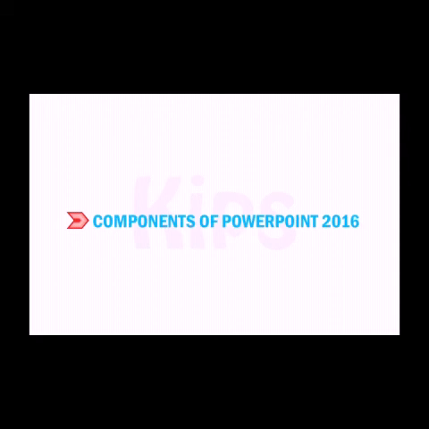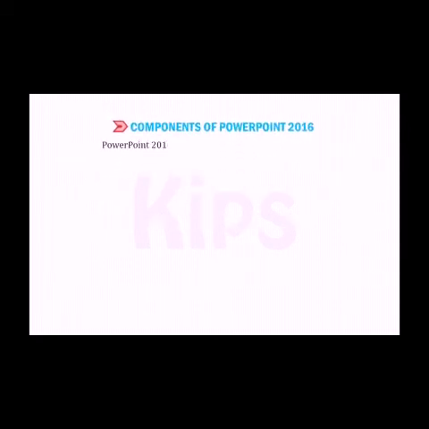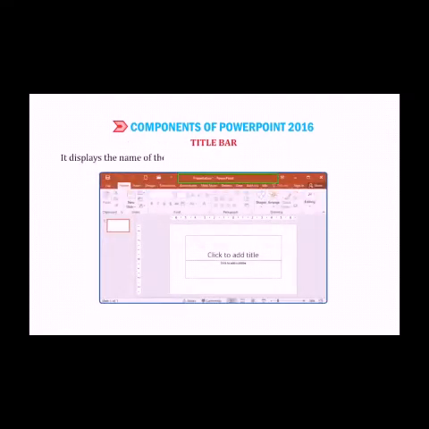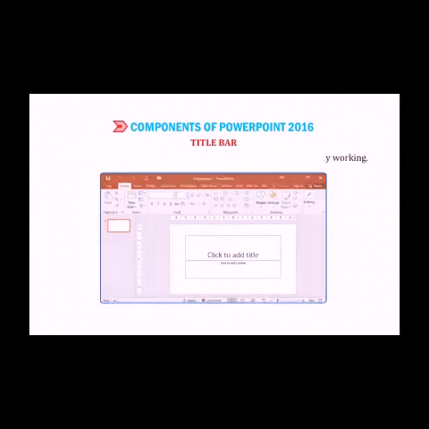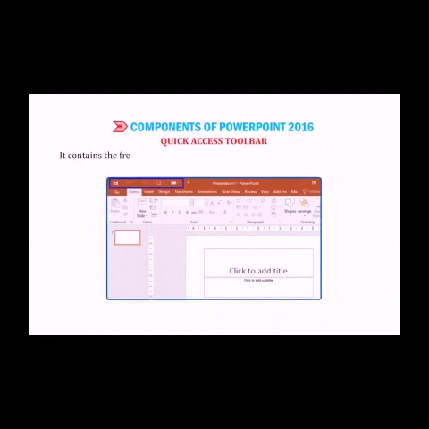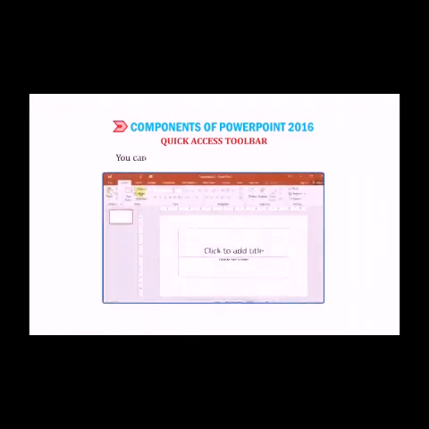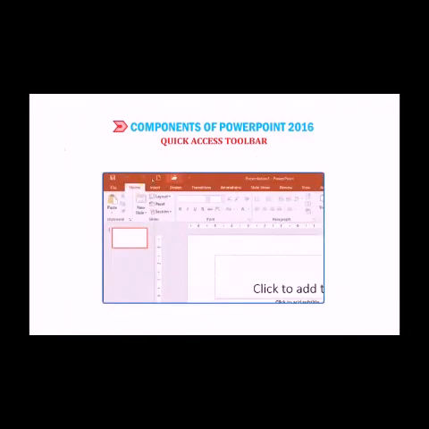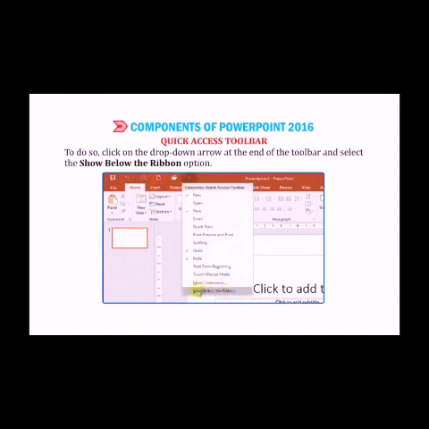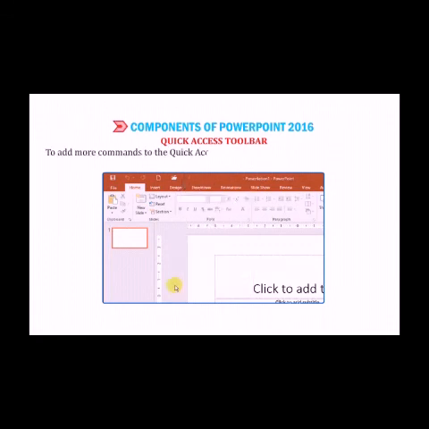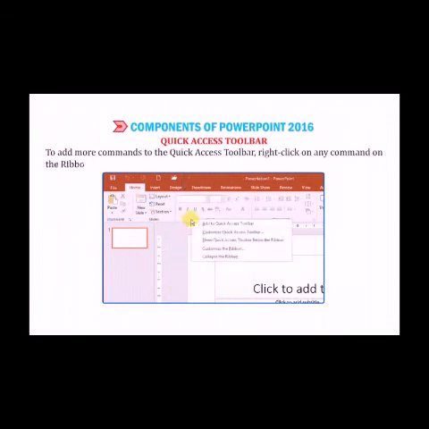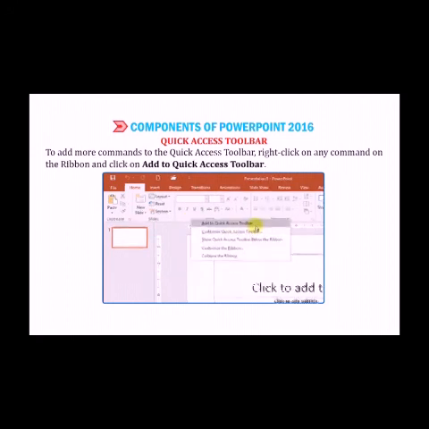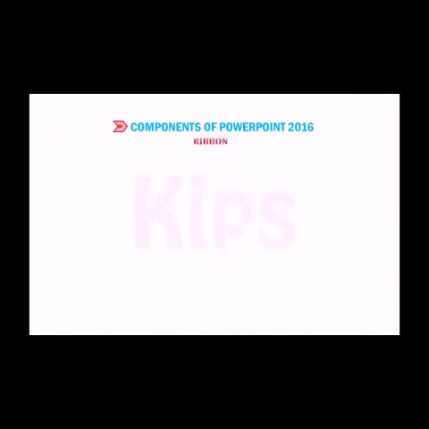Components of PowerPoint 2016. PowerPoint 2016 consists of the following components. Components are: first, title bar. It displays the name of the presentation on which you are currently working. Quick access toolbar. It contains the frequently used commands and is placed at the extreme left of the title bar. You can also place this toolbar below the ribbon. To do so, click on the drop arrow at the end of the toolbar. To add more commands to the quick access toolbar, right click on any command on the ribbon and click on add to quick access toolbar.